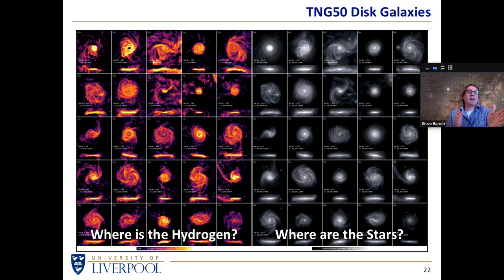And on the right-hand side, there are those same galaxies again, but this time saying, well, if that hydrogen makes stars in the way that we think we understand it does, where would those stars be, and how brightly would those stars shine? In other words, what would those galaxies actually look like in visible light, rather than where is the hydrogen gas? What would those galaxies look like if we were able to observe these so-called simulated galaxies? And there are the galaxies on the right-hand side.